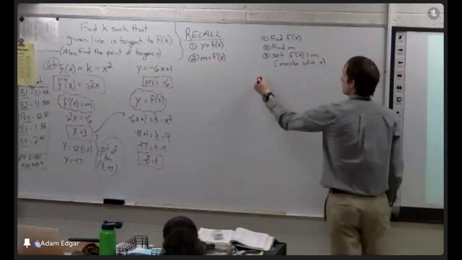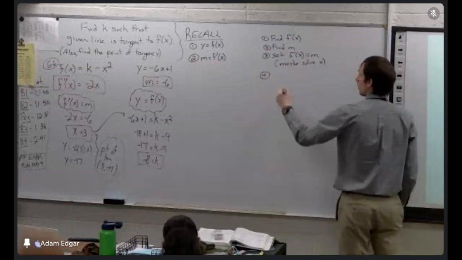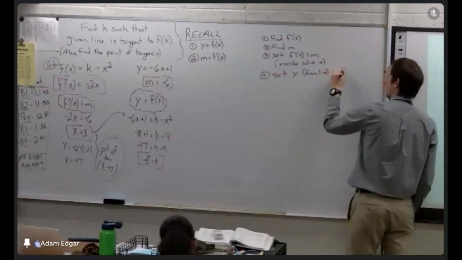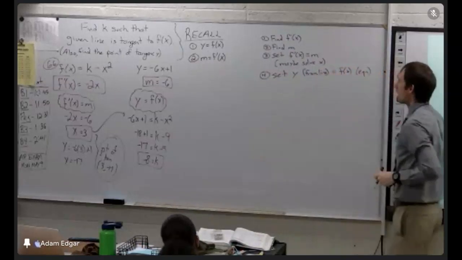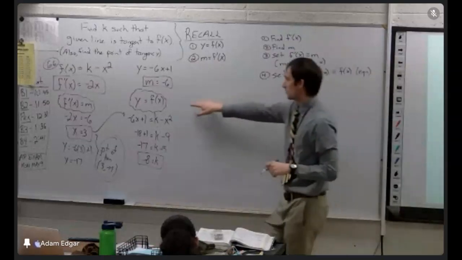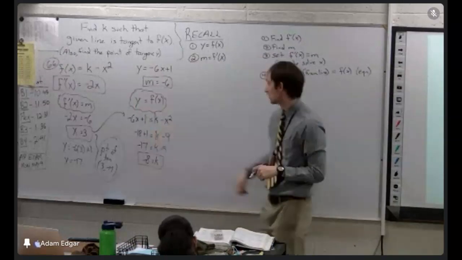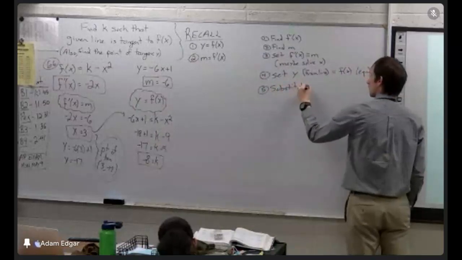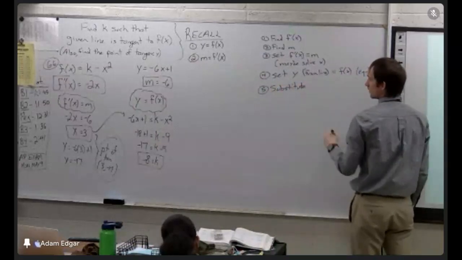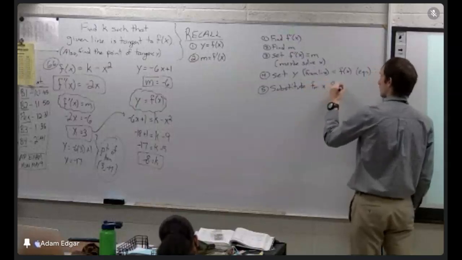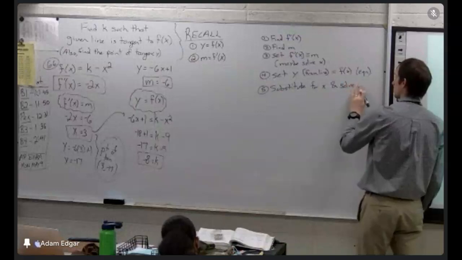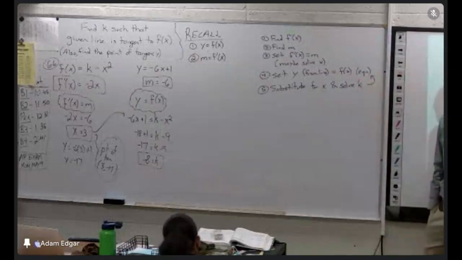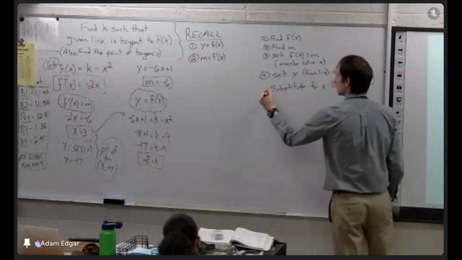So if you can't solve for x, then also set y from the line equal to the f of x equation. So we do what we did over here, set your y stuff equal to your f of x stuff. And then you substitute for x and solve for k in that equation. So maybe instead of calling that step 5, that's like part of step 4.